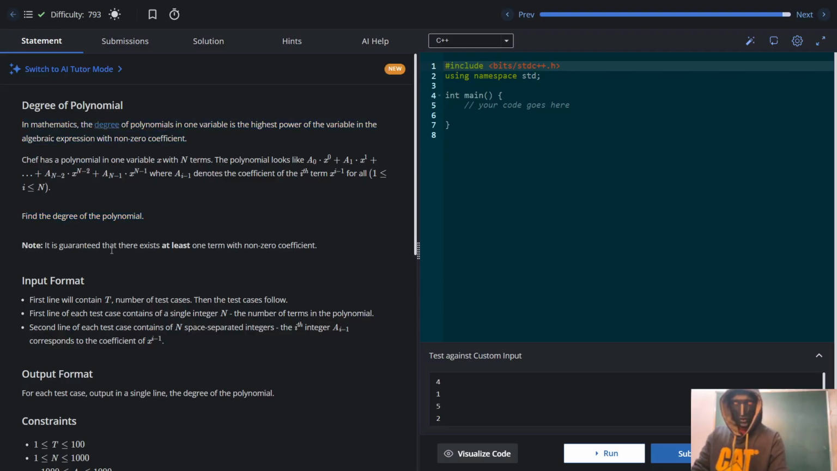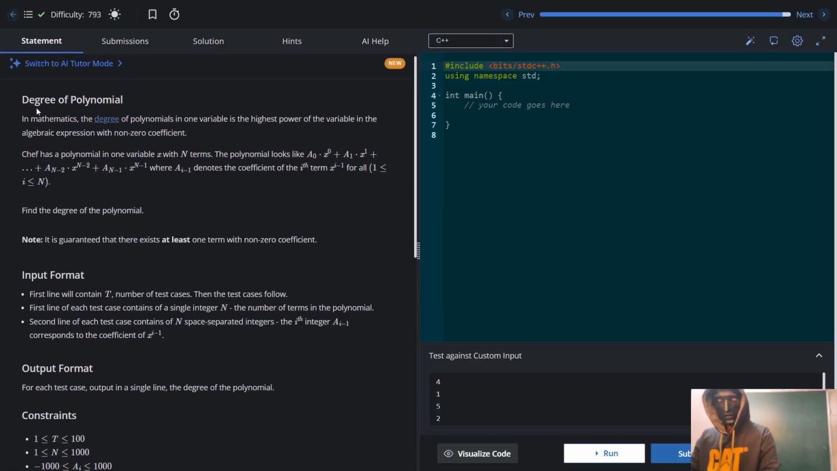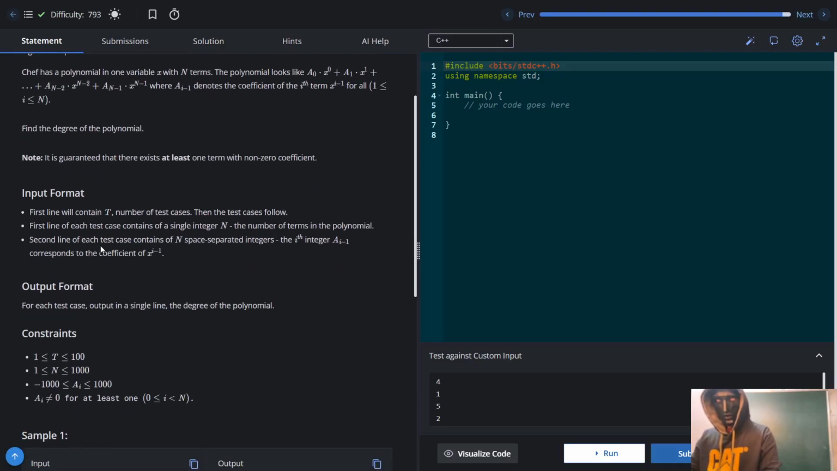So note, it is guaranteed that there exists at least one term with non-zero coefficient. Which means this statement is saying that we have at least one coefficient which is non-zero, and we do have a polynomial, a degree of a polynomial. So we need to find that.